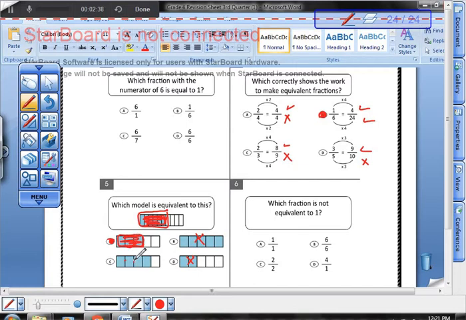Number 6. Which fraction is not equivalent to 1? Let's see our choices. We have 1 out of 1, of course 1. 6 out of 6 also 1. 2 out of 2 is 1. 4 out of 1 equals 4, which is not 1. So this is the answer.